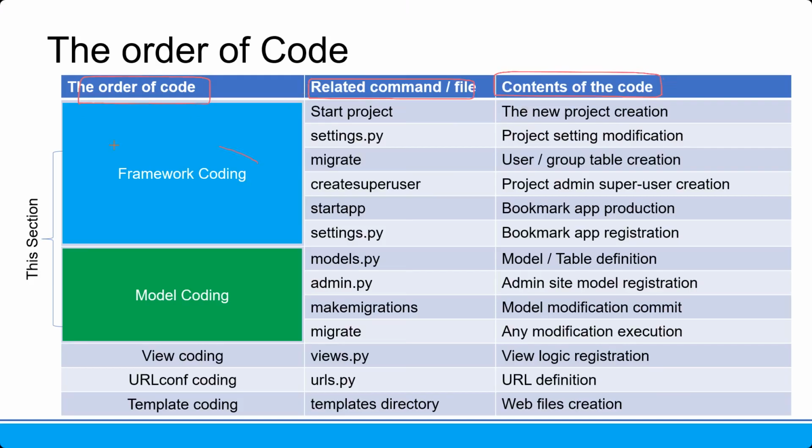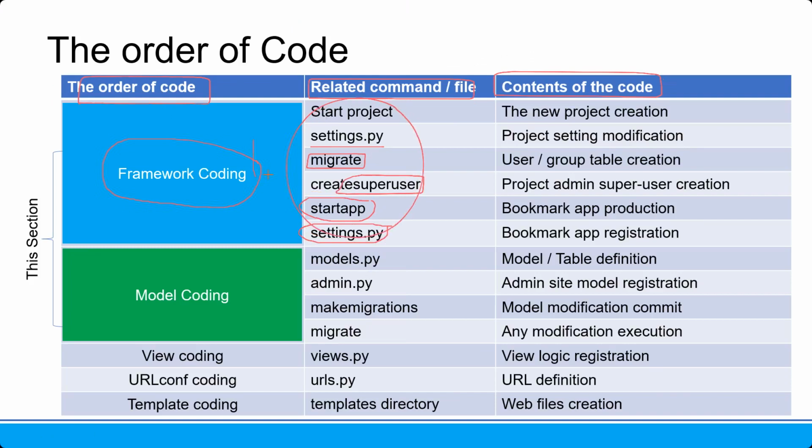At the first part, you need to consider what we call the framework coding. Framework coding means we start the project. After we start the project, we need to deal with the settings. We need to do something related to the migration, and something with creating the user information. We are making the application, and again we will do something related to the settings. So this is the setting part.